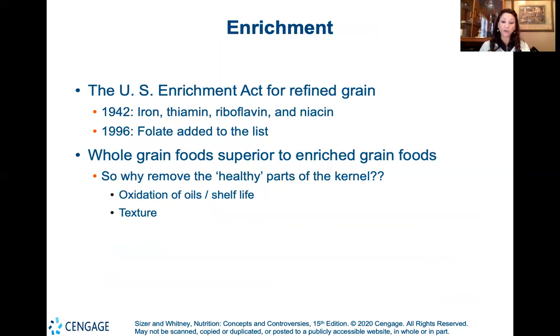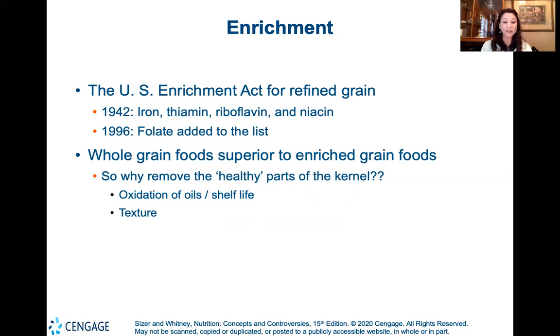So when products were first made with refined flour, many people started to suffer from vitamin deficiencies. So it was decided that vitamins needed to be added back to the product and is known as the Enrichment Act of 1942. An amendment was made in 1996 to include folate, which can help prevent neural tube defects. We'll talk more about this in Chapter 7.